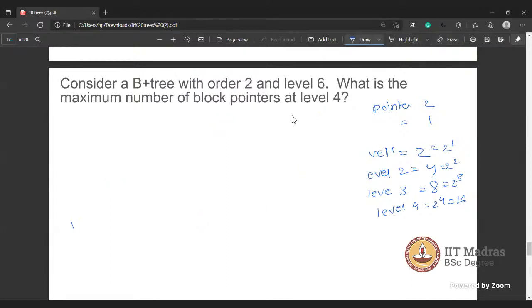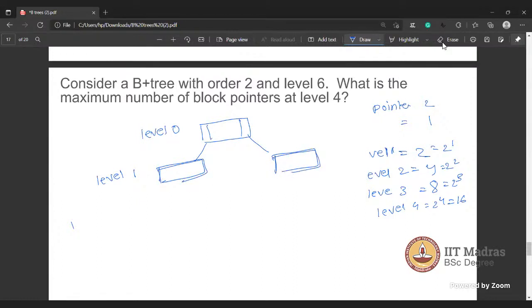So this is level 0, right? At level 1, there will be 1 block pointer and another 2 block pointers, right? Yes, sir. Sorry, I'm a bit confused.